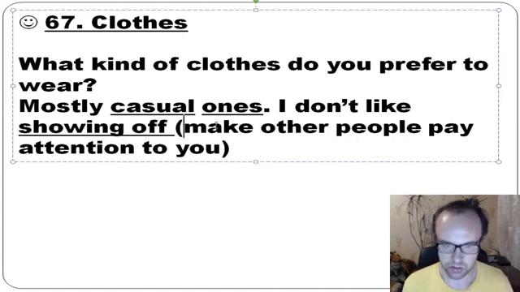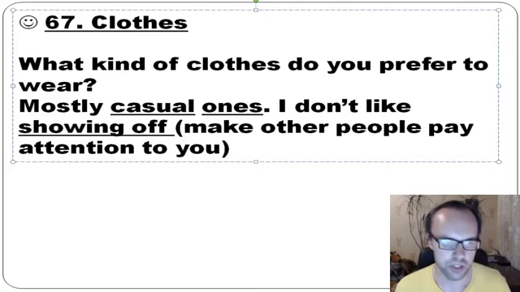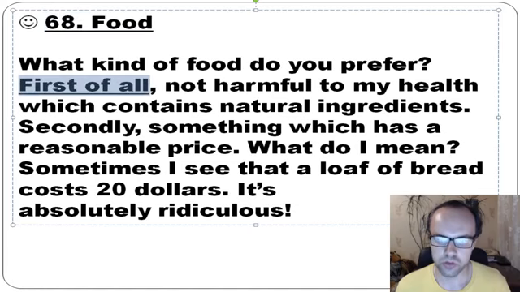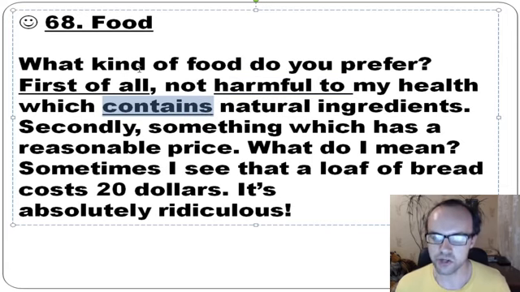Or showing off or make other people pay attention to you. Next, food. What kind of food do you prefer? First of all, not harmful to my health. We say harmful to, which contains natural ingredients. Contains means when there are natural ingredients in it.